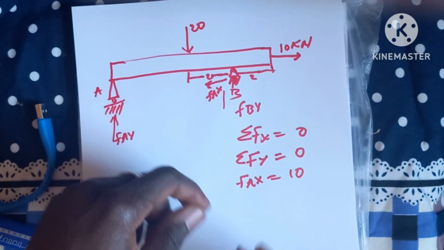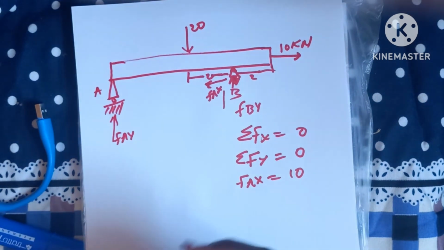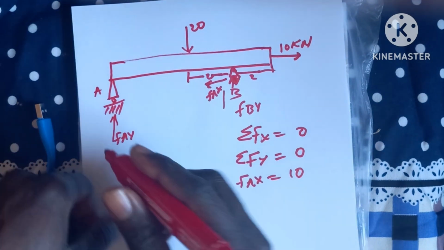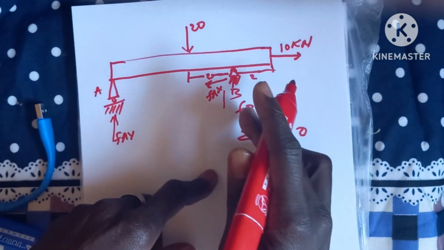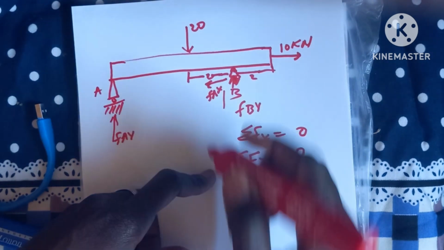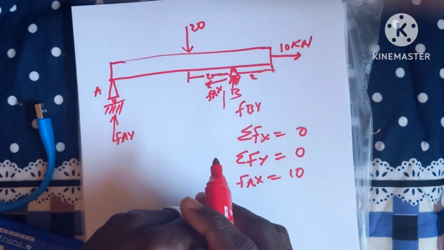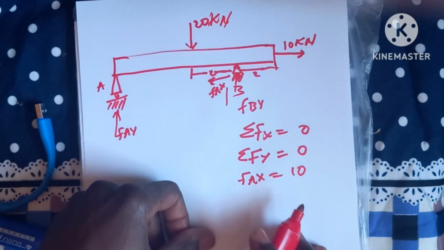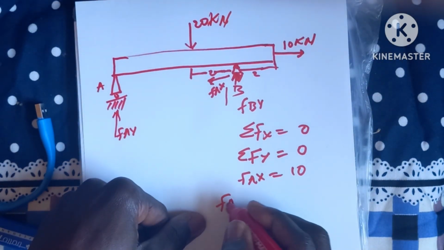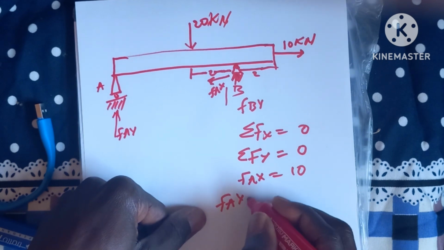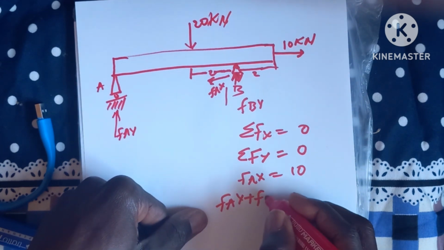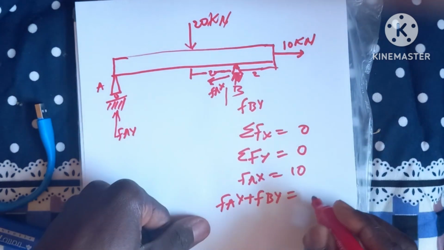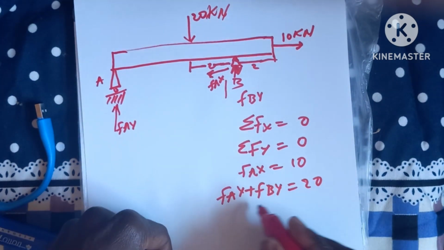So let's consider taking our forces in the y direction. Summing the forces in the y direction, we're also going to have two reaction forces, FAY and FBY, which will be equal to the 20 kilonewton force that is pointing down, right? So we get FAY plus FBY is equal to 20 kilonewton. So we have our first equation.